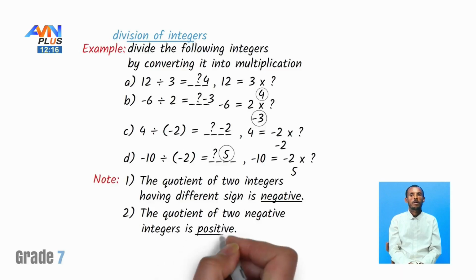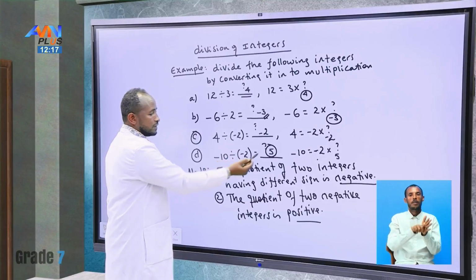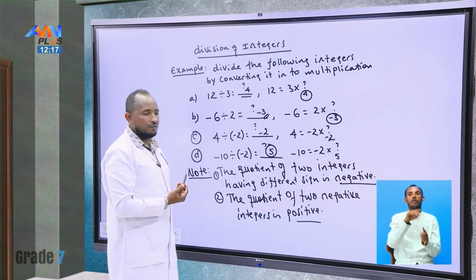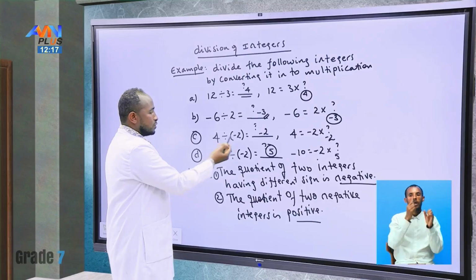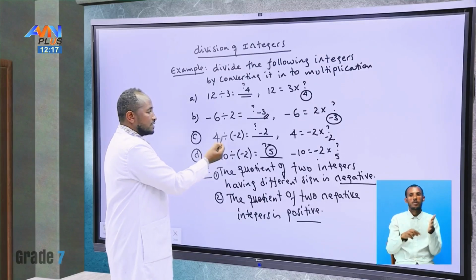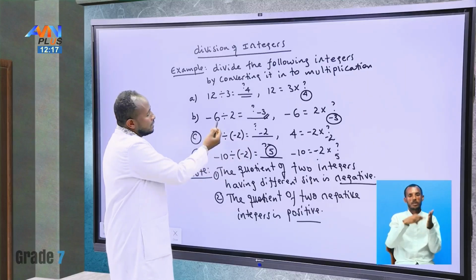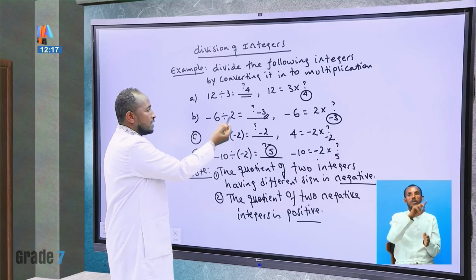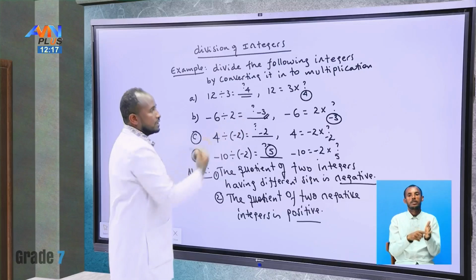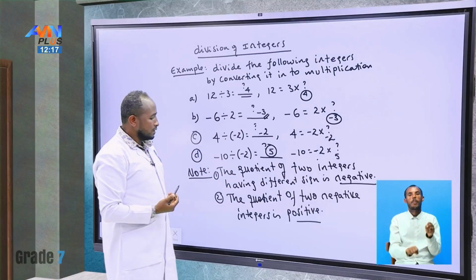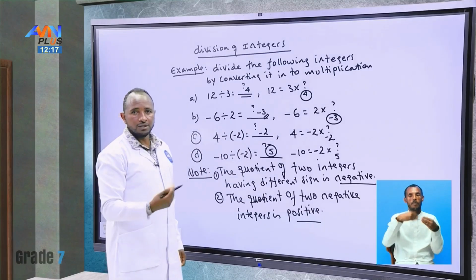As you can see here, the quotient of two negative integers, the result is positive. It is positive 5. Here you can see that the quotient of two integers having different sign, one is positive, the other is negative, the quotient is negative. Again, the quotient of two integers having different sign is negative. That's it. So now I'll give you additional examples for this.